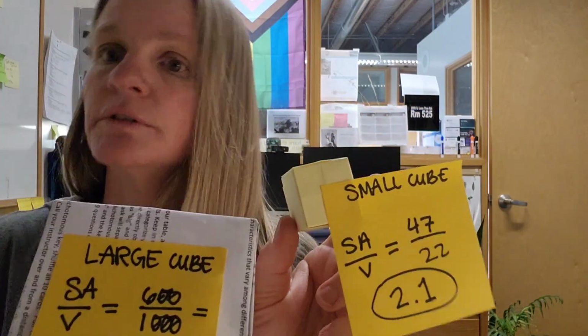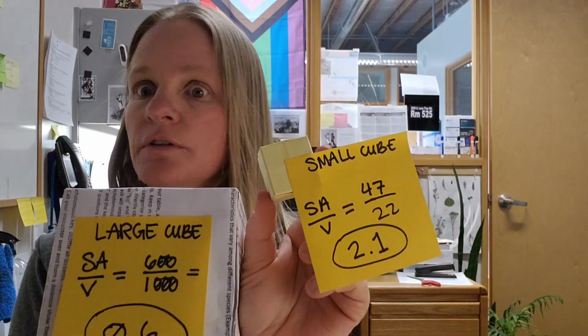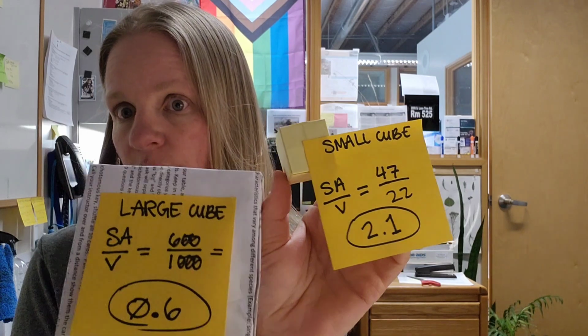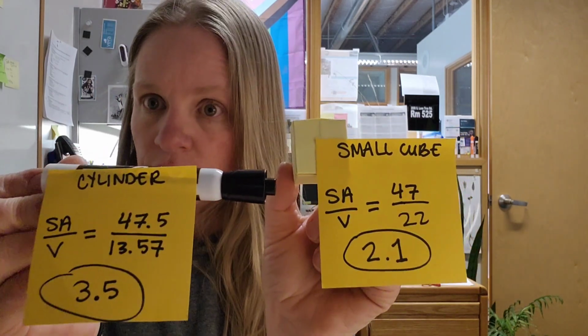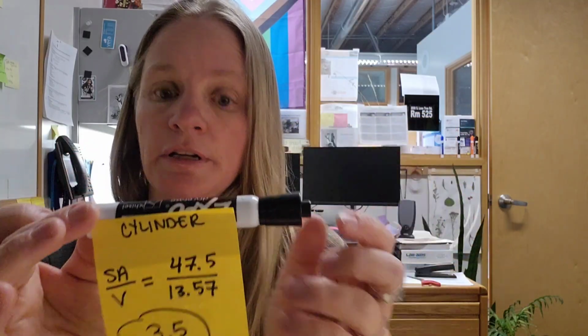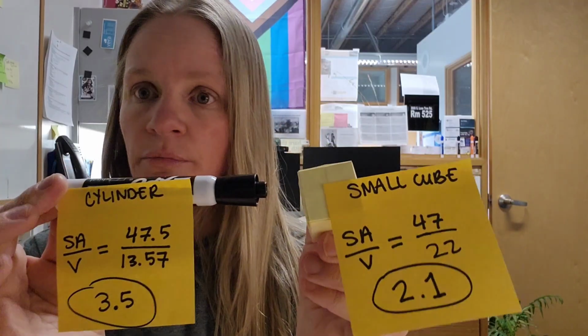So based on the results, we know that even if we keep the shape consistent, having a smaller cell is going to greatly increase our surface area to volume ratio. We can also conclude that given the same amount of surface area, having a roundish shape is going to greatly increase our surface area to volume ratio compared to being a cube.